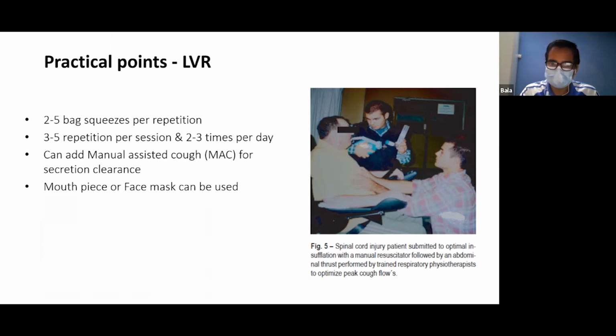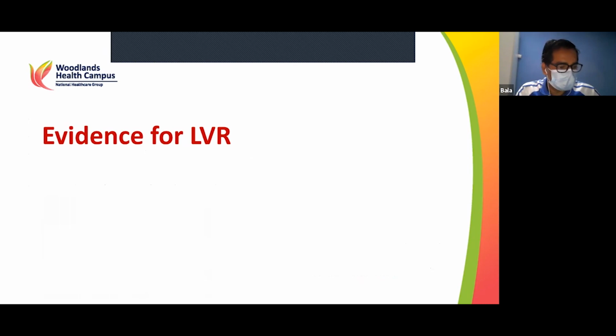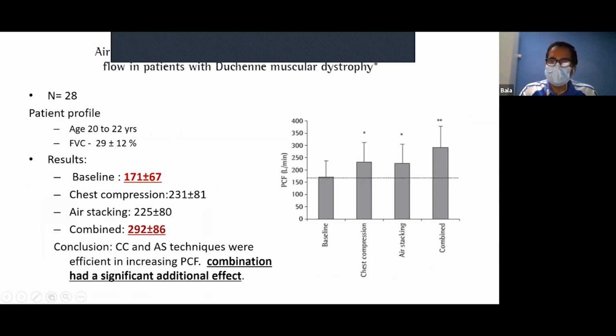The second point is sometimes LVR is sufficient on its own, but sometimes we add MAC with LVR. After you do LVR, when the patient is about to cough, you can add your manually assisted cough. LVR can be done either with a mouthpiece or a face mask.